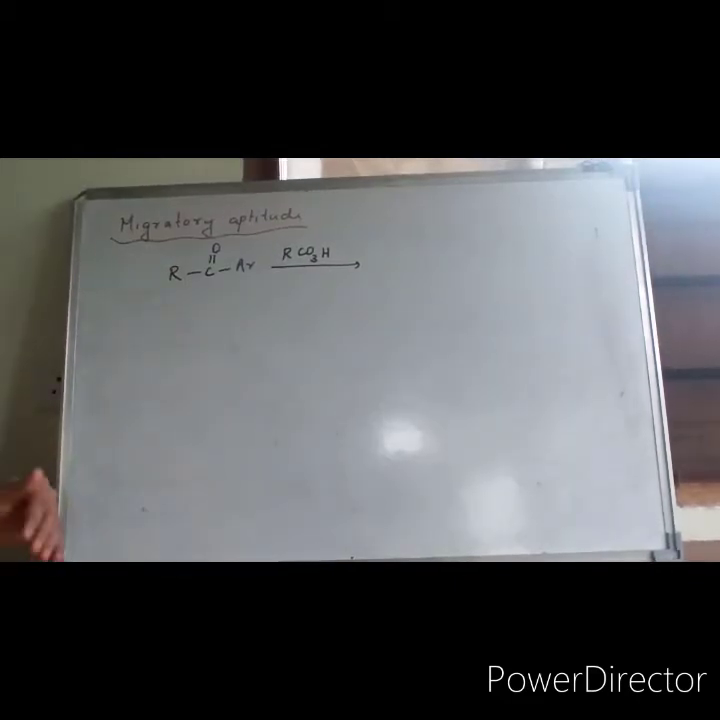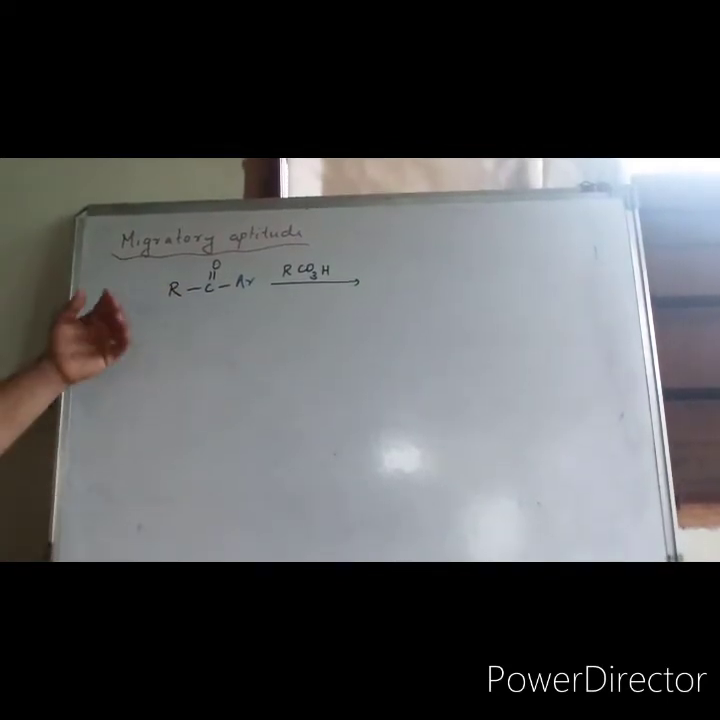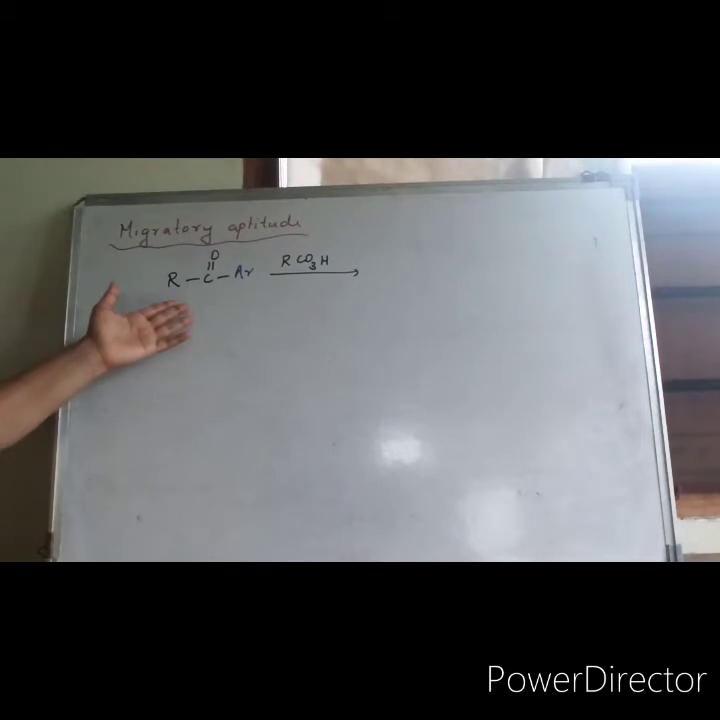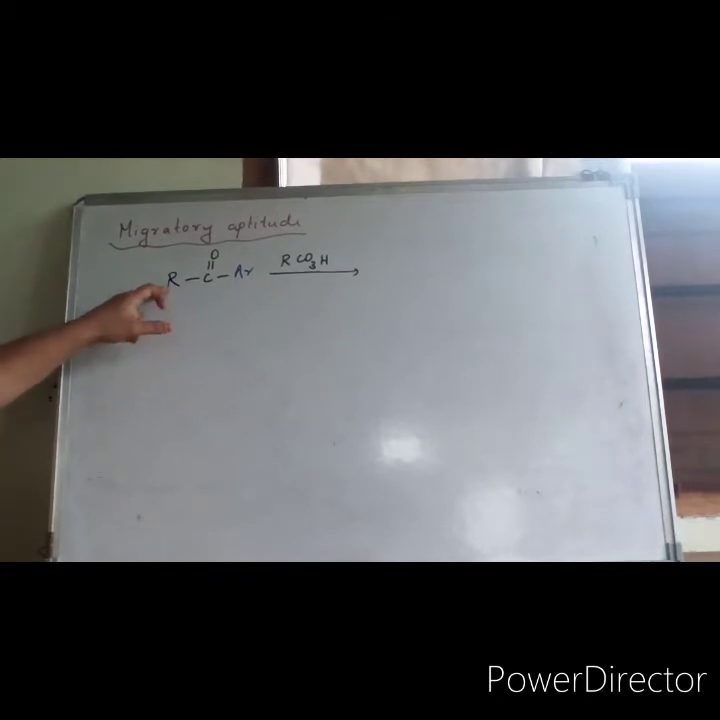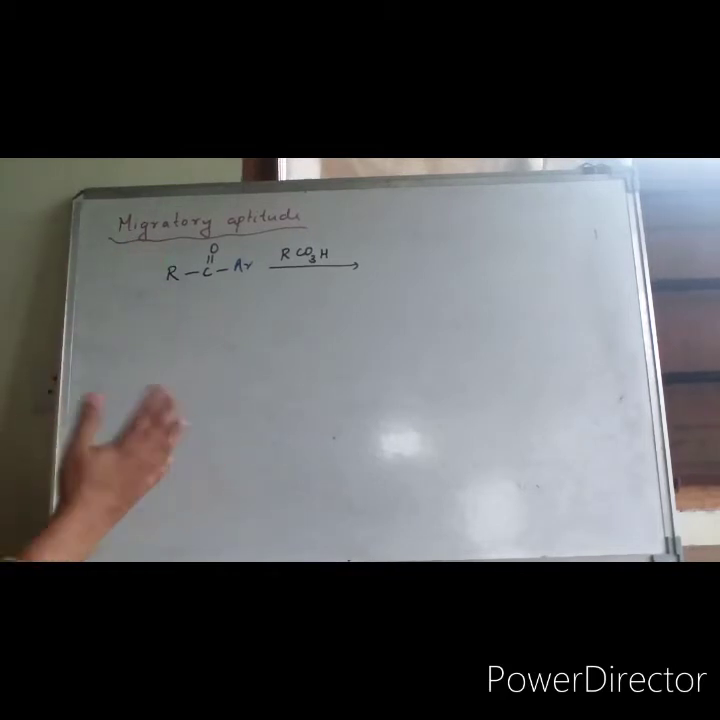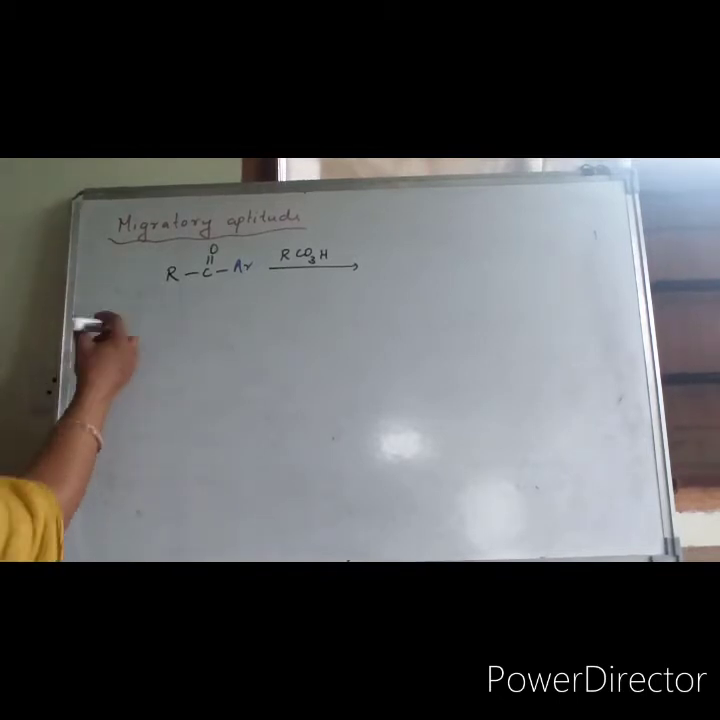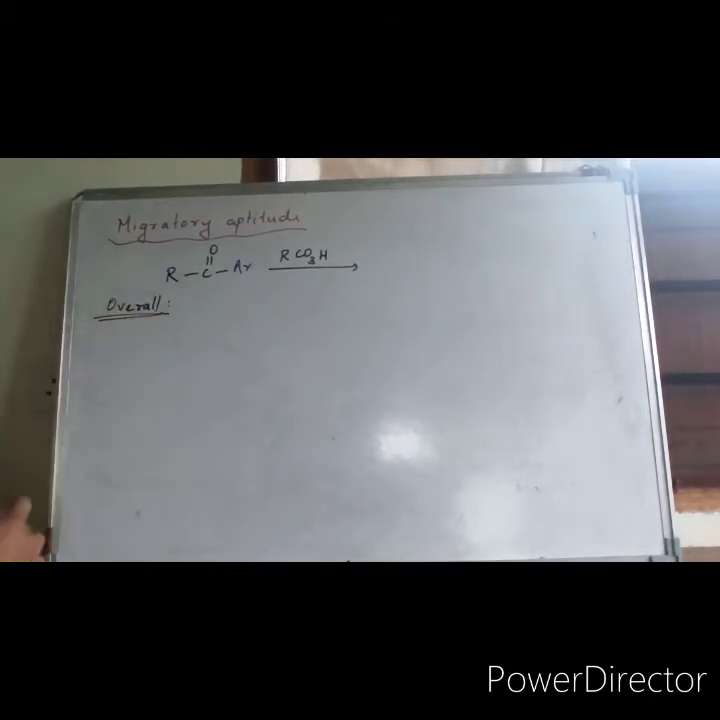Now let us see, we have seen ketones with both alkyl groups, and ketones with both aryl groups, among which we have seen the migratory aptitude. Now if you have a ketone with an alkyl or aryl group, or hydrogen and an aryl group, what will be the migratory aptitude among the alkyl group and aryl group, which has greater migratory aptitude? Let us look into that. So the overall migratory aptitude is the thing we are seeing.